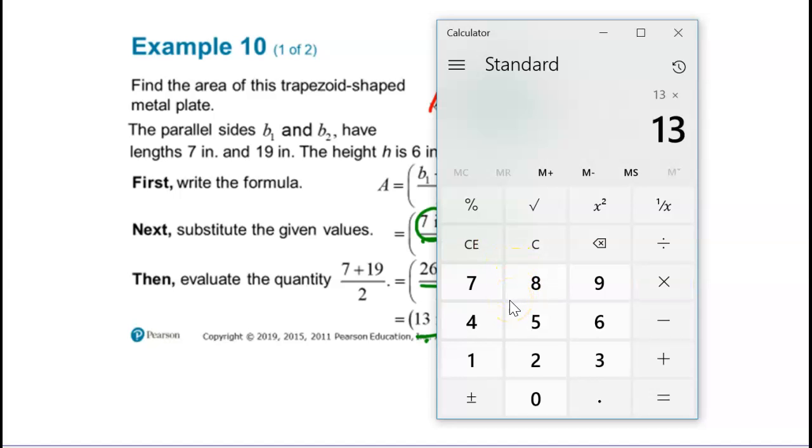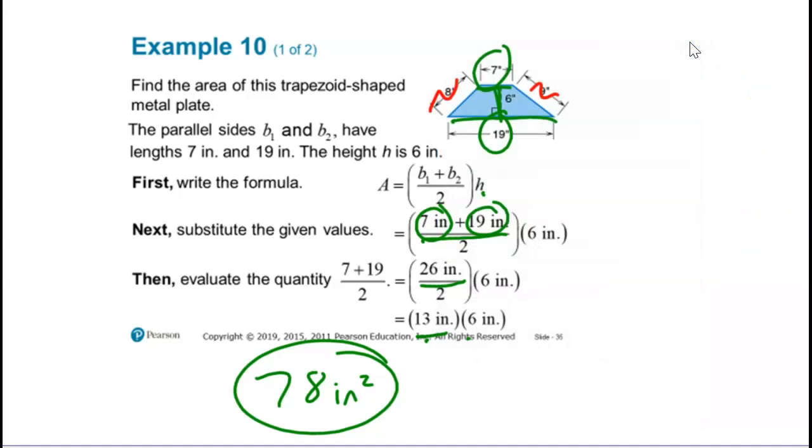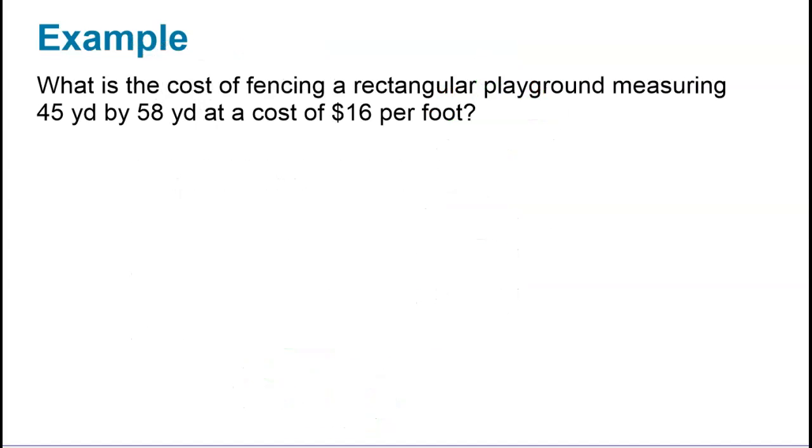And 13 times 6 inches is 78, and in this case it's inches, and remember we're doing area, so it is squared. So that's the inside of that metal plate right there, and that answers the question they're looking for. Let's look at another question.